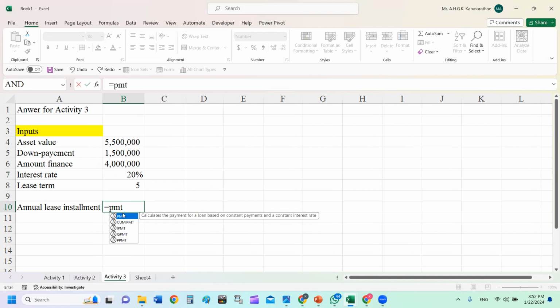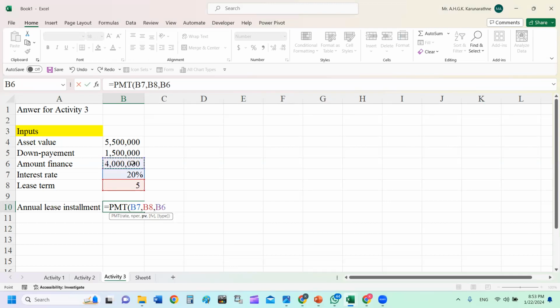PMT, double click. Rate. Rate is given. First, you have to decide whether you are paying annual or monthly. Annual installment, rate is the same rate, comma. Then number of payments. Annual installment, 5 year number of payments, this, comma. Present value, what is the present value? Is it asset value? Is it down payment? No, present value means the amount you borrow. Amount you borrow today, the amount of the finance facility you get from the finance company today, it is the amount finance. Don't take 5.5. Don't take down payment. Amount you borrow is the amount you finance.